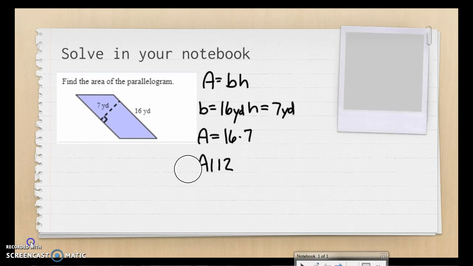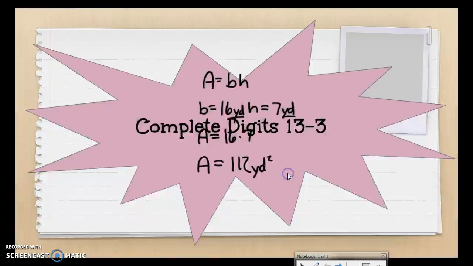I definitely didn't write my equal sign. Sorry, area equals 112. And since we're doing yards times yards, it's yards squared. Alright, let's keep going. Oh, that was the last one. Never mind, we're not going to keep going.